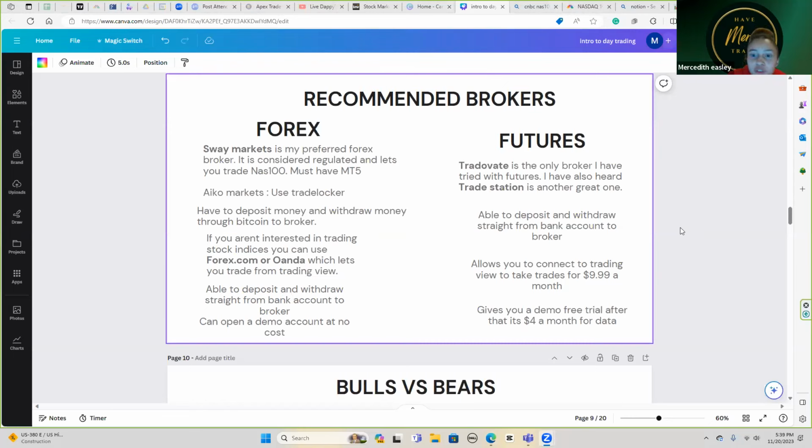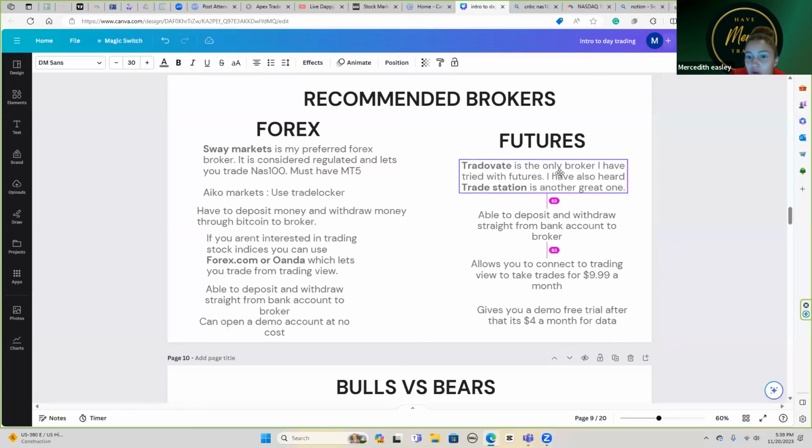All right, so for futures, Tradovate is the only broker I have tried with futures. I have also heard TradeStation is another great one. All right, these are just for regular live accounts. Again, we'll get into funded accounts at the end. With futures, you're able to deposit and withdraw straight from your bank account to your broker.